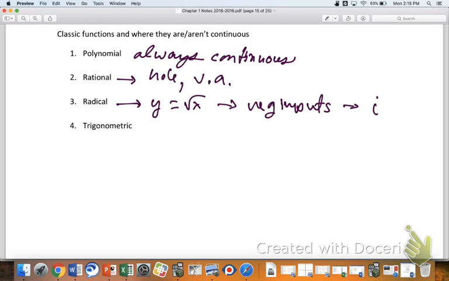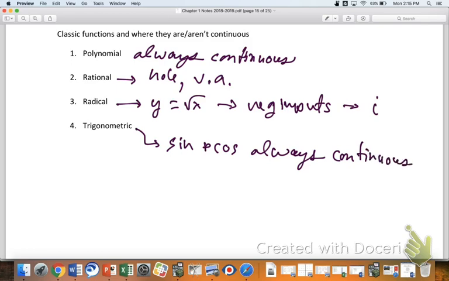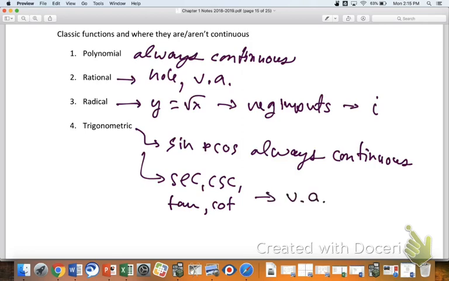And then what about trigonometric? Of the normal 6 trig functions, there are 2 that are continuous everywhere. You guys know what those are? Sine and cosine. Yep, sine and cosine, always continuous. And then the other 4, tangent, cotangent, secant, and cosecant, what kind of discontinuities show up? That's right. These are all going to have vertical asymptotes regularly, right? Periodically, they're going to have these vertical asymptotes.